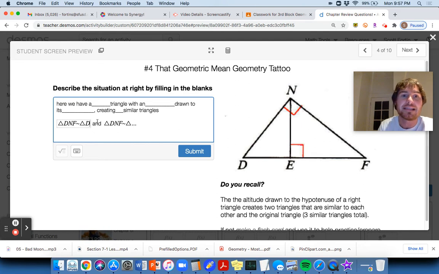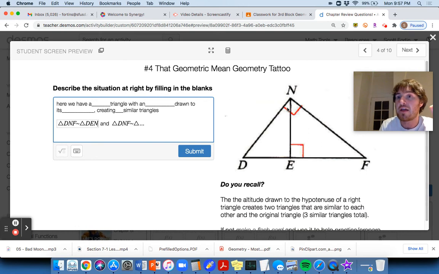So triangle DNF is similar to triangle D. Remember, you have to get the corresponding angles to line up here. D and D is easy. It's the same angle in the largest triangle as it is in the smallest triangle. Angle D is the same angle, so they correspond, they're congruent. N in DNF is the right angle. Angle DNF right here corresponds to angle DEN in triangle DEN. And there you go, you have your answer right here.